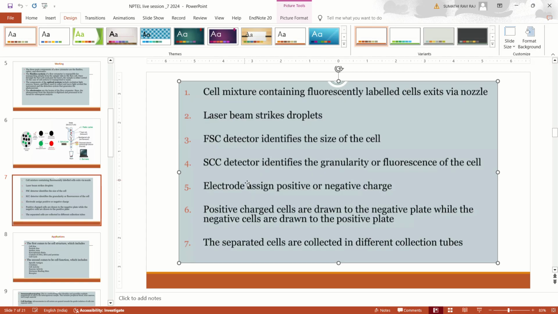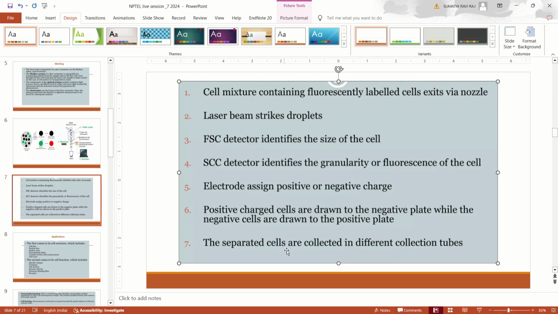The electrode assigns a positive or negative charge. After this is done, the electrode will assign a positive or negative charge for each cell. Based on this charge, the cells will then be sent into different tubes. The positively charged cells are drawn to a negative plate, while the negatively charged cells are drawn to a positive plate. The separated cells are collected in different collection tubes. So this is the flow of your FACS.